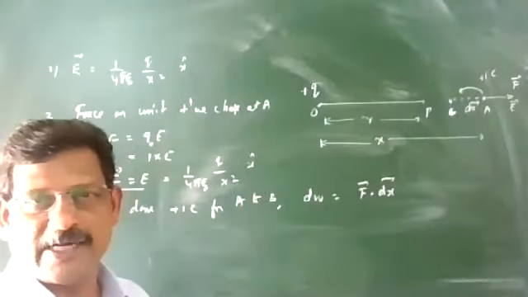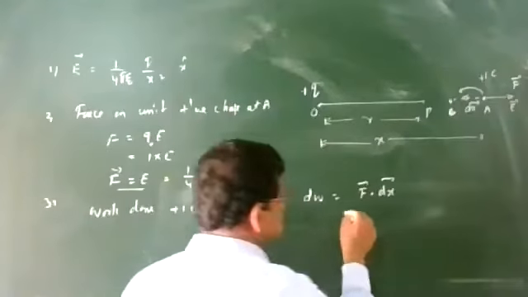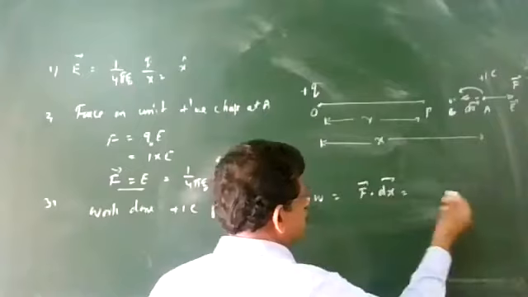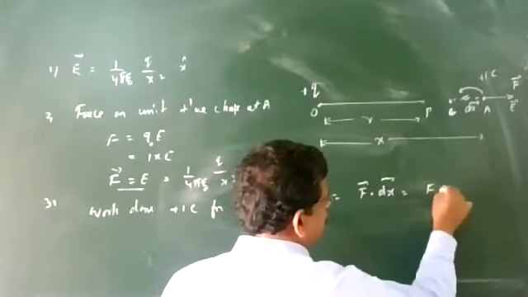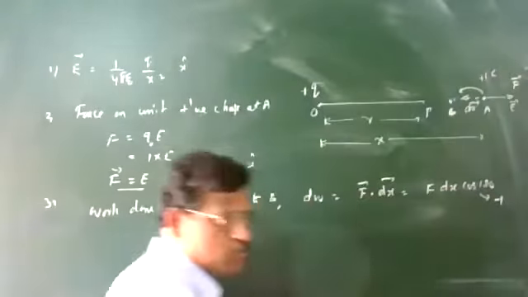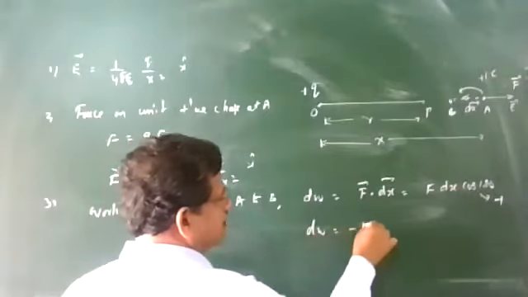F vector is toward the right side, the displacement is toward the left side. So this is equal to F dx cos 180. Cos 180 is minus 1. So dW is equal to minus F dx.